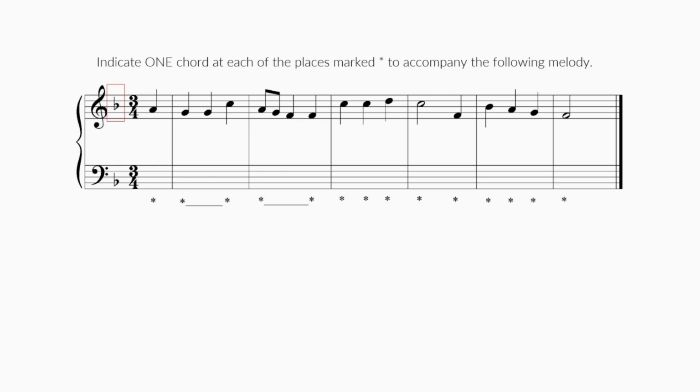For both methods, the first step is to always identify the key of the excerpt. Here we have a B flat in the key signature, and the last note of the melody ends with F, 2 points that are indicative of the key F major.